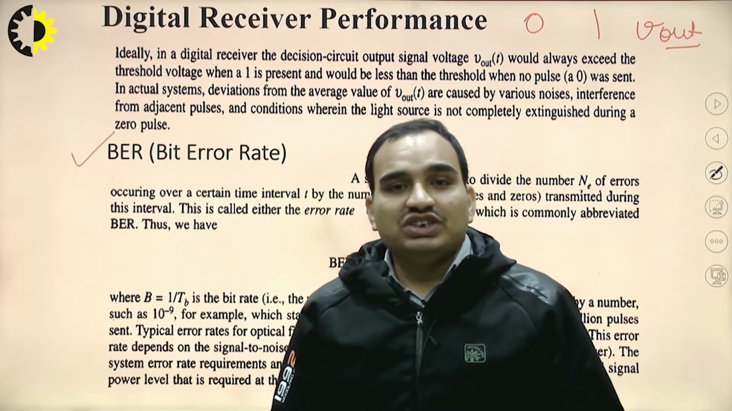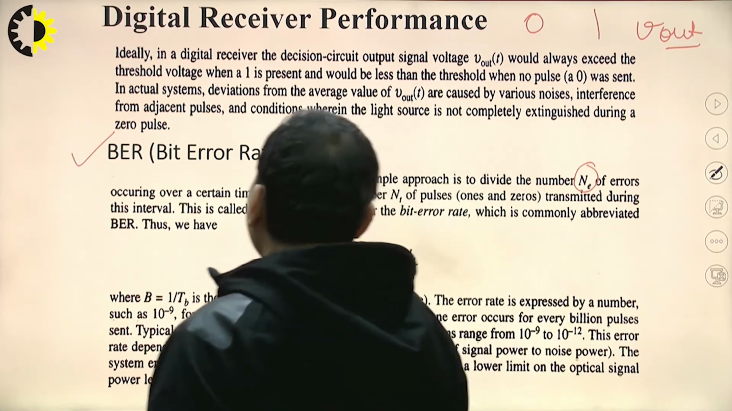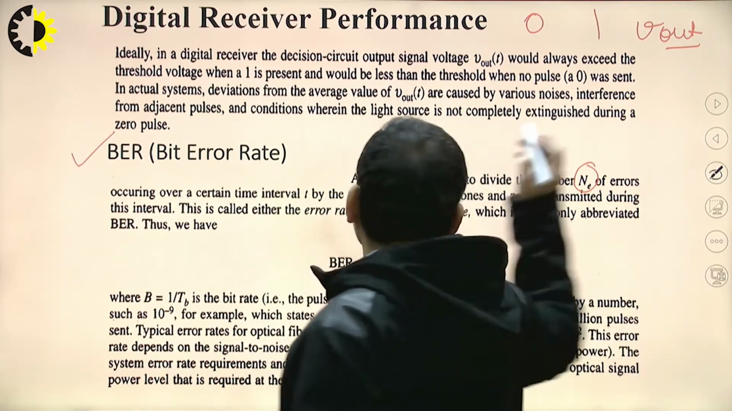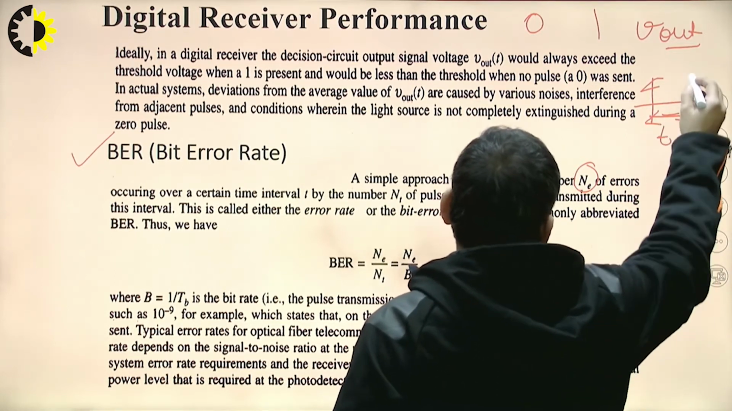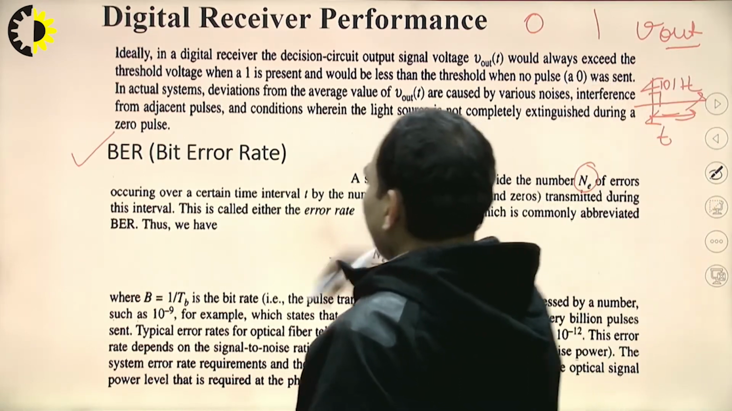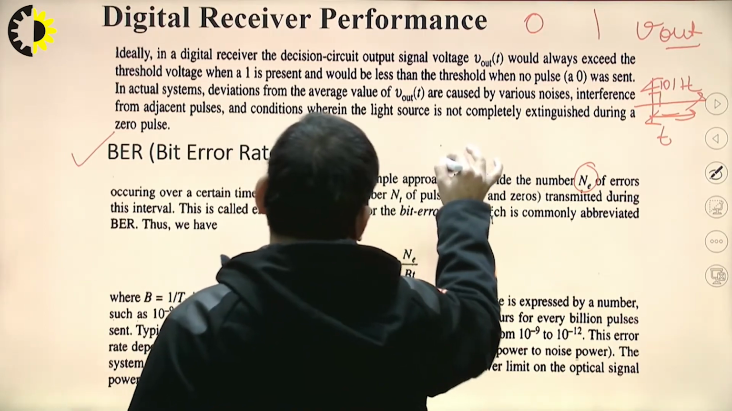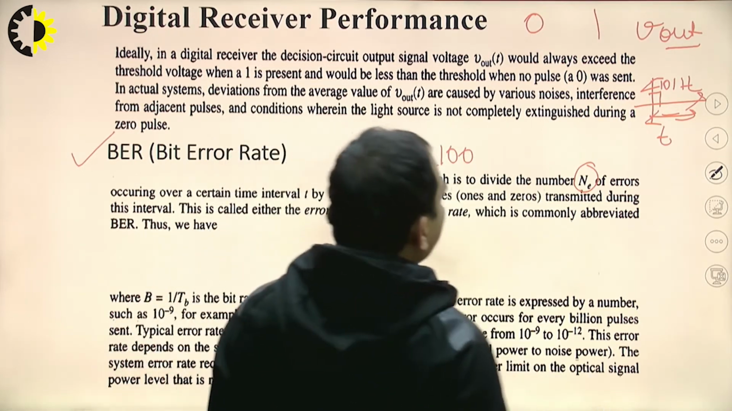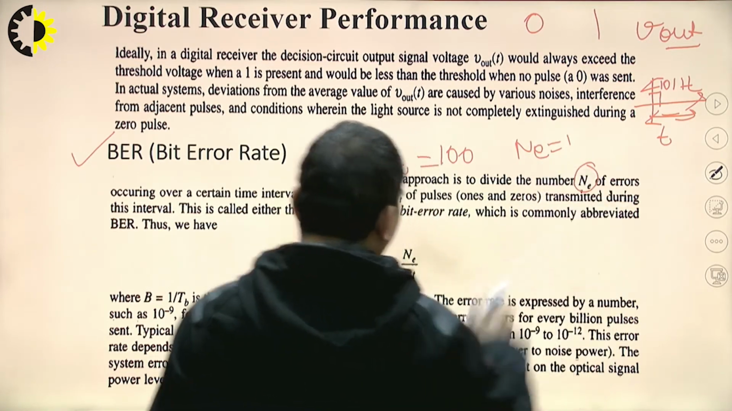A simple approach is to divide the number of errors occurring in a certain time interval, that is the duration of the bit in an interval. Let's say the duration is t. For the entire bit duration, like 1 0 1 1 0, we have the total number of bits. For example, if we have 100 total bits, and out of 100 bits we have 1 bit error, so the number of bits having error is 1.